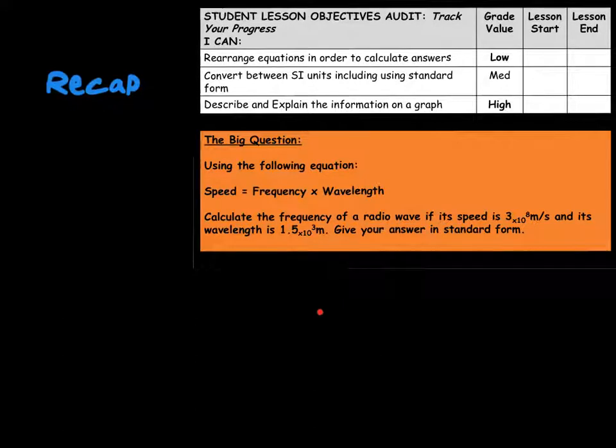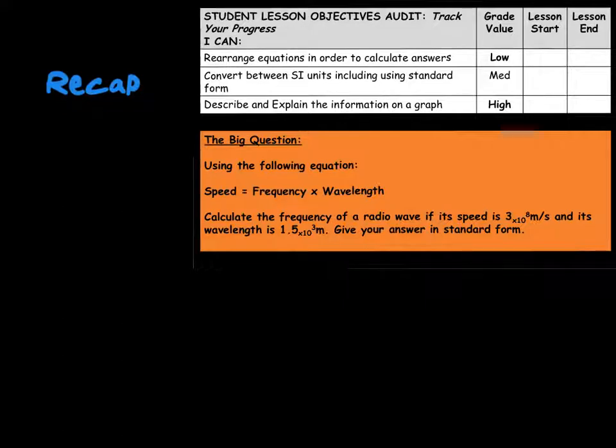So, in this video tutorial, we have looked at rearranging equations in order to calculate answers. We've converted between SI units, including using standard form, and we've described and explained the information on graphs. To finish, I want you to attempt today's big question. So using the following equation, speed equals frequency times wavelength, I want you to calculate the frequency of a radio wave if its speed is 3 times 10 to the 8 meters per second and its wavelength is 1.5 times 10 to the 3 meters. I want you to give your answer in standard form.